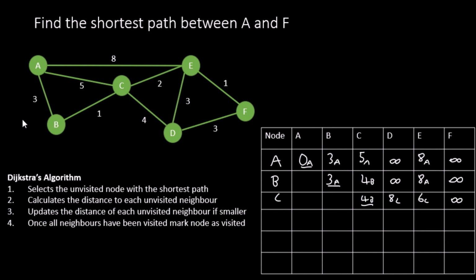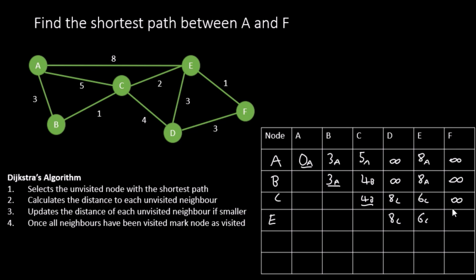So we select E now because that's the unvisited node with the shortest path. And we just copy this down here. So now we need to visit from E. We only have to visit two more nodes, D and F, because all the other nodes have been visited from the other nodes. So to D, again, we can't do any better than 8 there, so it's actually 9 if we go via E, which is no better than the 8, so we just copy the 8 down here.